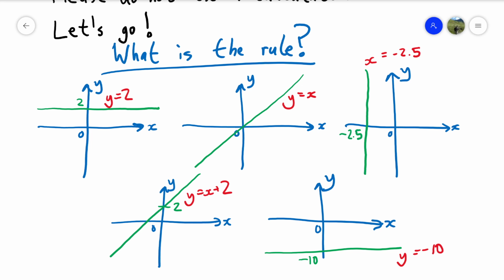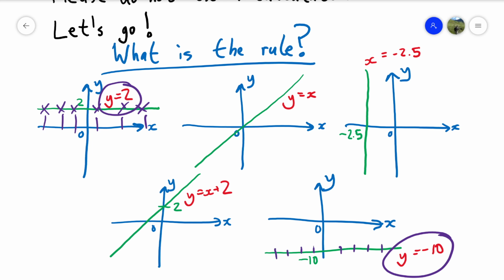Okay, so this one, oh look, if I look at these points, the values of x are different for each one. So it's obviously y that's fixed. Happy? Which is exactly the same argument for this. Oh look, the x values vary, but the y value is always the same. Happy there?